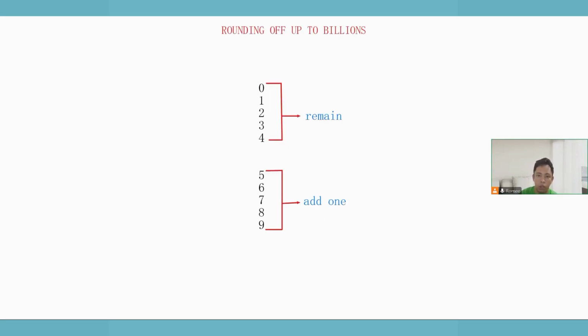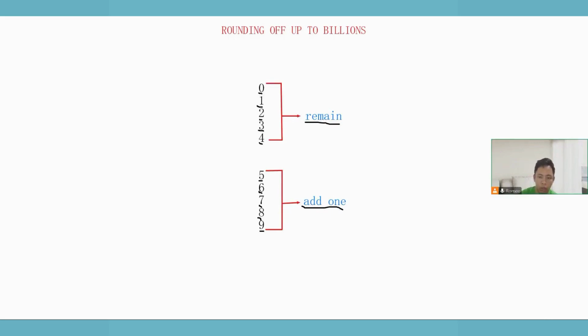Here are the rules when it comes to rounding off. Later on, we're going to use these rules. We have here the list of numbers 0, 1, 2, 3, and 4, and for these numbers the digit will remain. And for the numbers 5, 6, 7, 8, and 9, the rule is we're going to add 1. Later on, you will understand how it works.